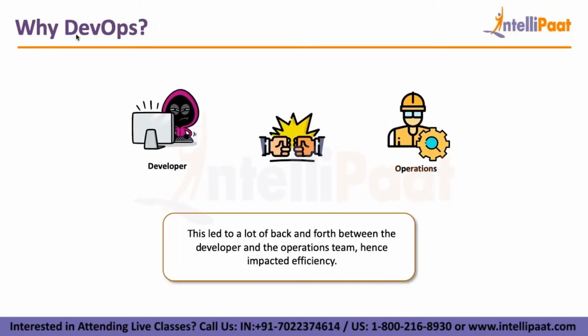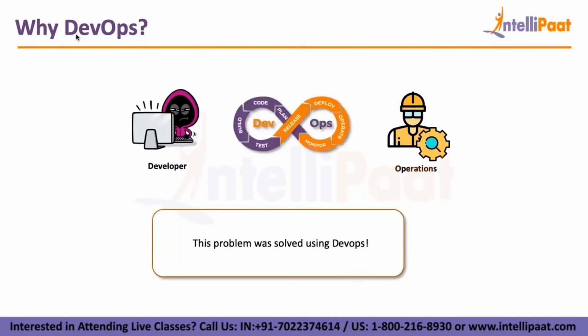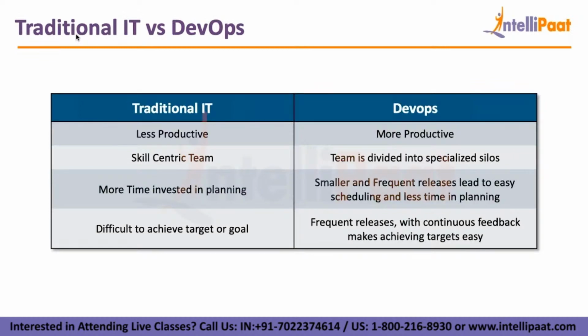So to fix this, we came up with a methodology where we make use of softwares. So what was DevOps? DevOps was a methodology which solved the problem between the development and the operations team. And if you were to compare when you introduced DevOps, what were the different kinds of things that you saw? So in traditional IT, where DevOps was not followed, the team was much less productive. While using DevOps, it became much more productive.